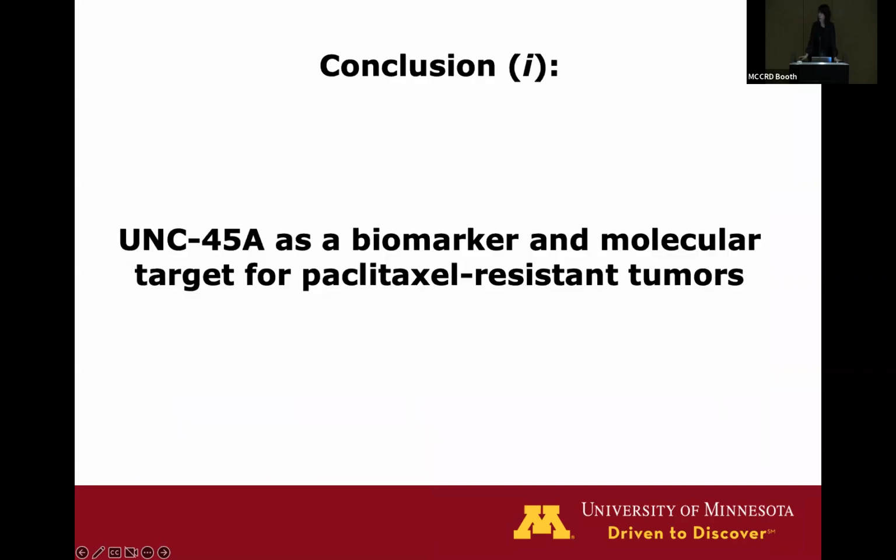So the first conclusion from this would be that ANC45 can be a biomarker and a molecular target for paclitaxel-resistant cancer. Meaning if you have a cancer with a lot of ANC45, you can expect this cancer to be less sensitive to taxol, similarly to what happens to tau, and you can also expect that perhaps targeting ANC45, we really don't know exactly how, could restore sensitivity to taxol.